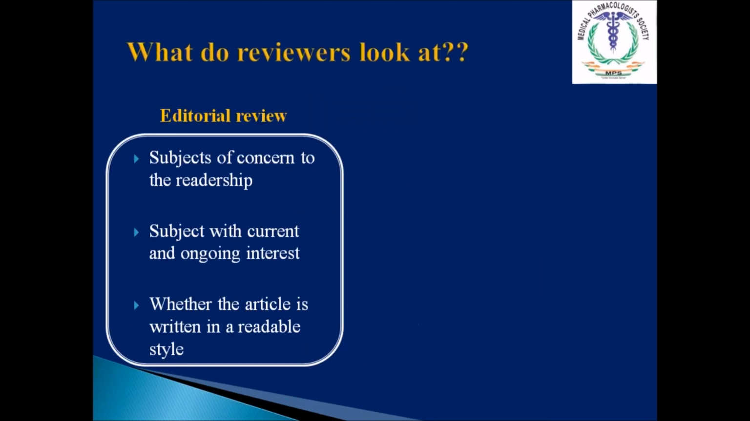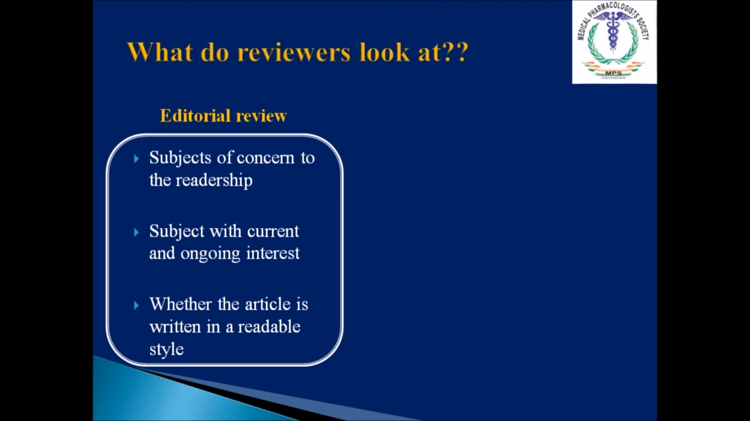Next. Now, if my first critical success factor for publication is the editorial review, how do I successfully pass the editorial review? What the editor looks at is whether the subject of the paper is of concern to the readers. If I'm writing a paper on radiology for a pharmacology journal, the editor will reject it, saying that this is not of concern to my readers. So that could be one of the reasons for rejection.